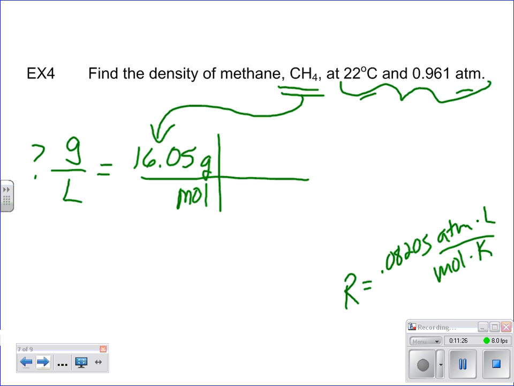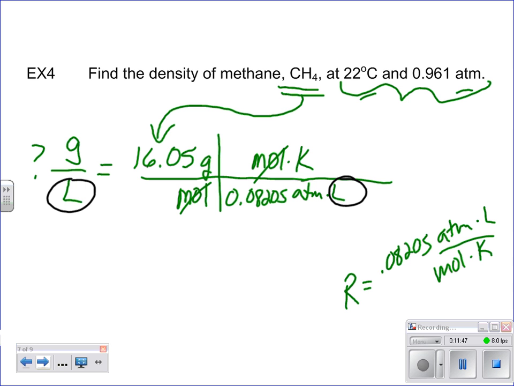Let's flip it. Okay, so mole Kelvin goes on the top, 0.08205 atmospheres liters goes on the bottom. Couple reasons we did that. We flipped it so that our moles would cancel, and we also flipped it so that we could get our liters in the denominator. That's exactly where we wanted them, because we've got that like that.